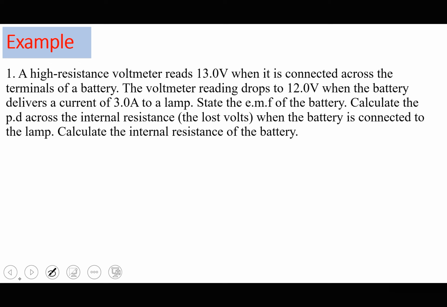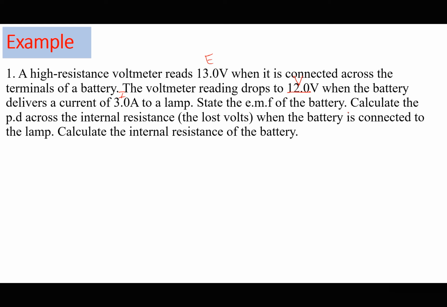A high resistance voltmeter reads 13 volts when it is connected across the terminals of a battery. So when it is connected across the terminals of a battery, it reads 13 volts. This is the EMF. There was no current. The voltmeter reading drops to 12 volts when the battery delivers a current. So now this is the terminal PD, V. When I write V, many times I will refer to terminal PD. It delivers a current of 3 amperes.